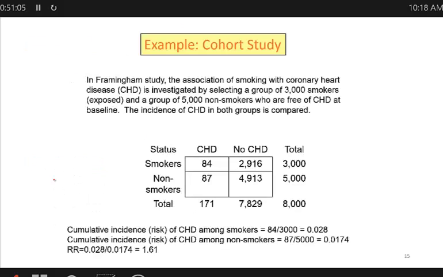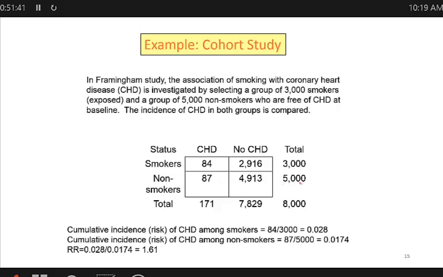Okay, so the next two slides give you an actual number example to contrast a cohort study and a case control study. So for the cohort study, this is data from the Framingham cohort study. They identified 8,000 patients, and at the baseline, at the start of over 30-something years of follow-up, they identified patients who smoked at baseline, that's 3,000, and those who did not smoke, 5,000.